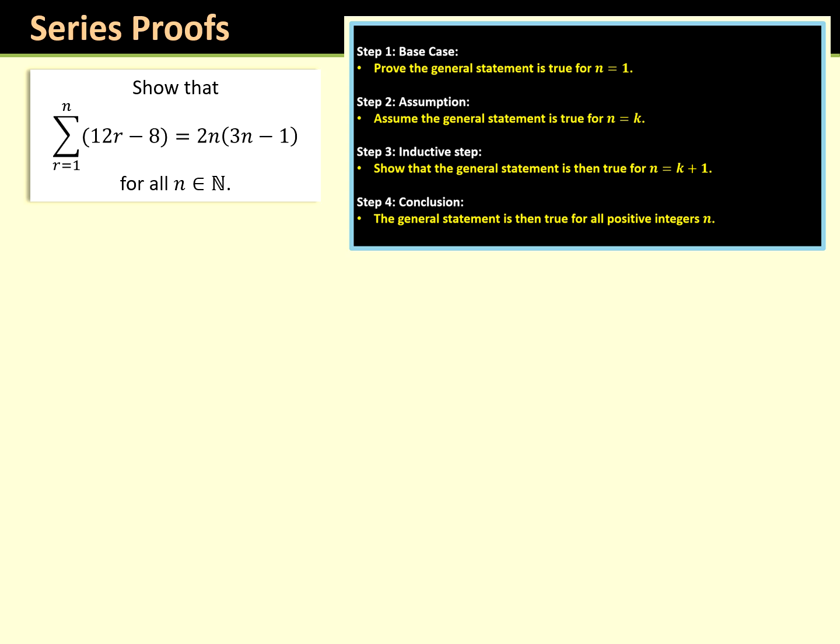So the example we're going to look at, we're going to show that the sum from r equals 1 to n of 12r minus 8 is given by the expression 2n times 3n minus 1 for all natural numbers n, so r is 1, 2, 3, 4, 5, etc.